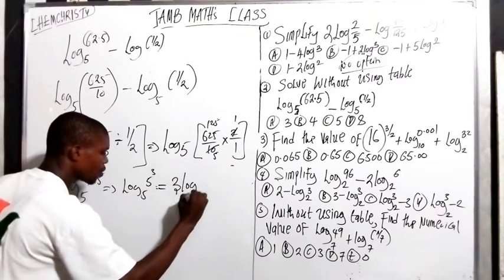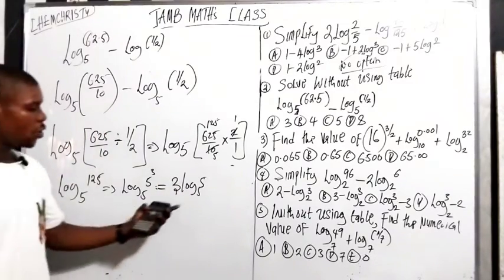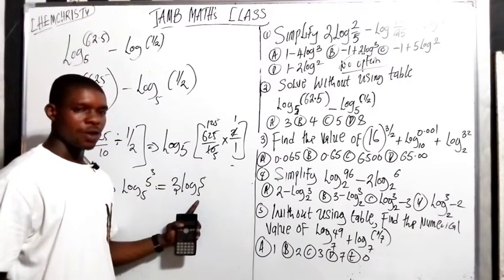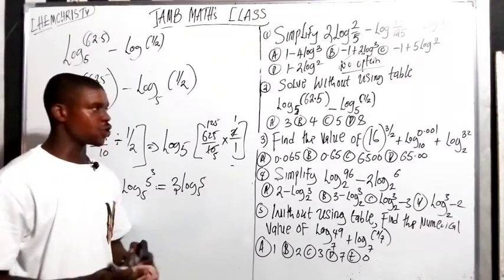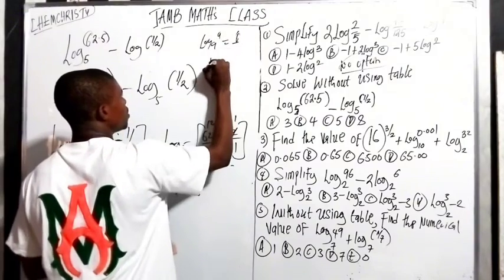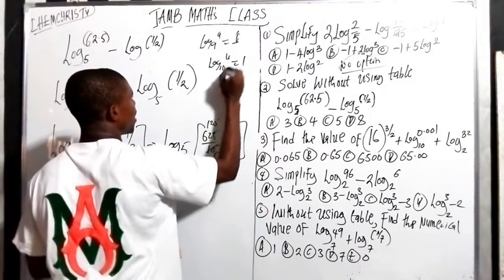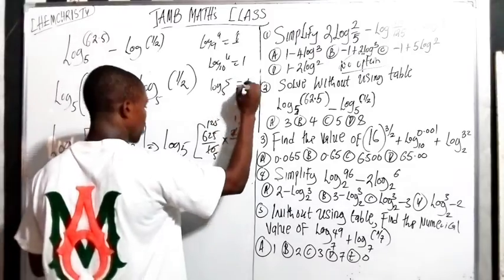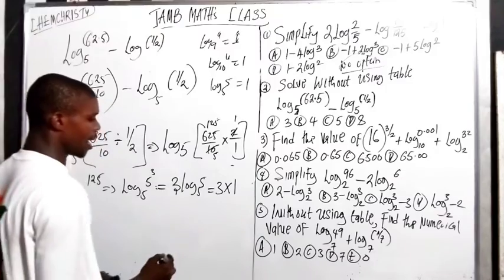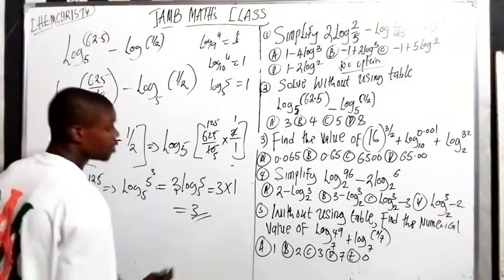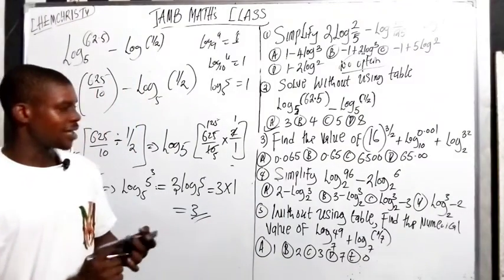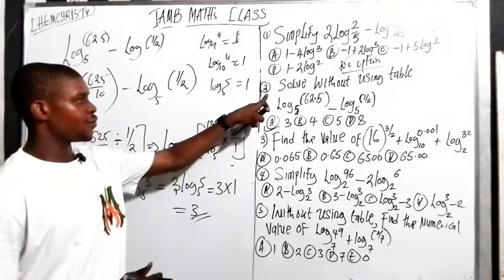3 log 5. Remember, log of a base with the same number is 1. Just like log a base a is 1, log 10 base 10 is 1, log 5 base 5 is 1. So it's 3 times 1, which is 3. The correct option is A. You can see that we got the correct answer here. So that is it for number 2.